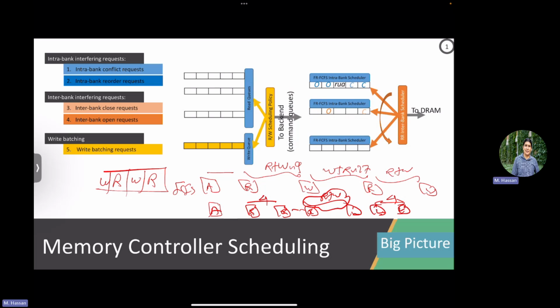How does a controller do it? Again, by what we call batching. You batch requests of the same type such that they are sent one after the other.